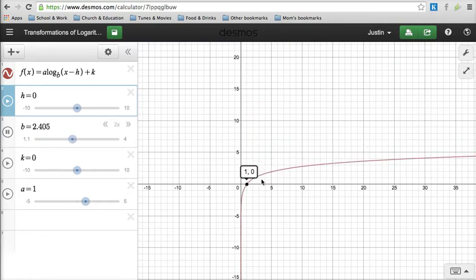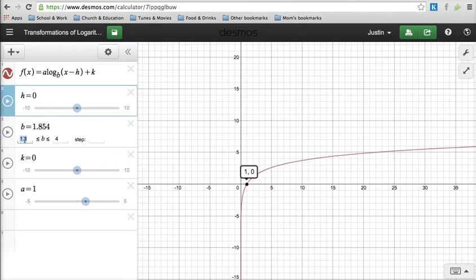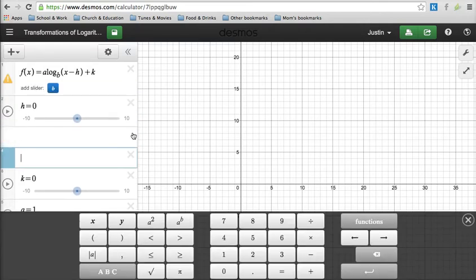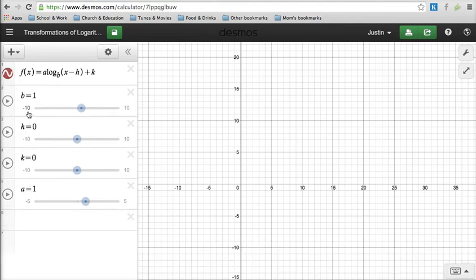So when b is positive and greater than 1, the graph looks the way my arrow is showing. It just looks like this. But when it is a fraction, it actually looks like this.